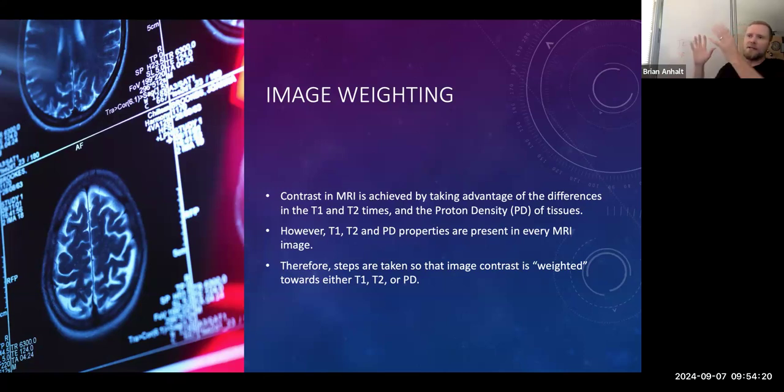Every tissue has a T1 and T2 time, right? It has a certain amount of proton density as well. So that property is going to show up somehow in our image, but we are going to manipulate the parameters so that the contrast is weighted more towards either T1 recovery, or more towards T2 decay, or more towards the amount of protons within that tissue. That's why we call it weighting. When people first hear that word weighted, what does that mean? That doesn't make any sense. It's because we're pushing the contrast to be more affected by T1, T2, or proton density.